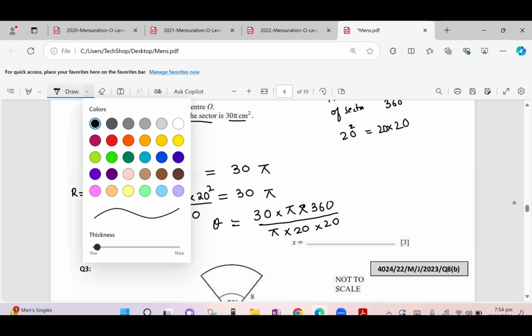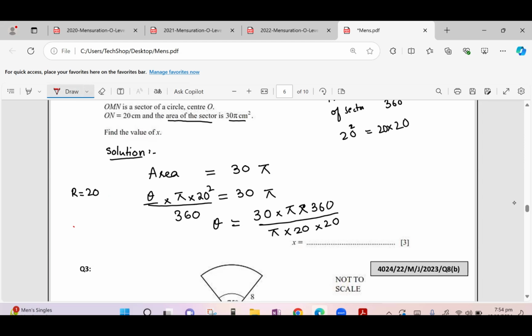Now cancel out. 20, 10, 10 cancel here, 0 cancel here, right? 2 eights are 16. 2 nines are 18. 3 nines are 27. Okay, pi cancels. 27 degrees basically.